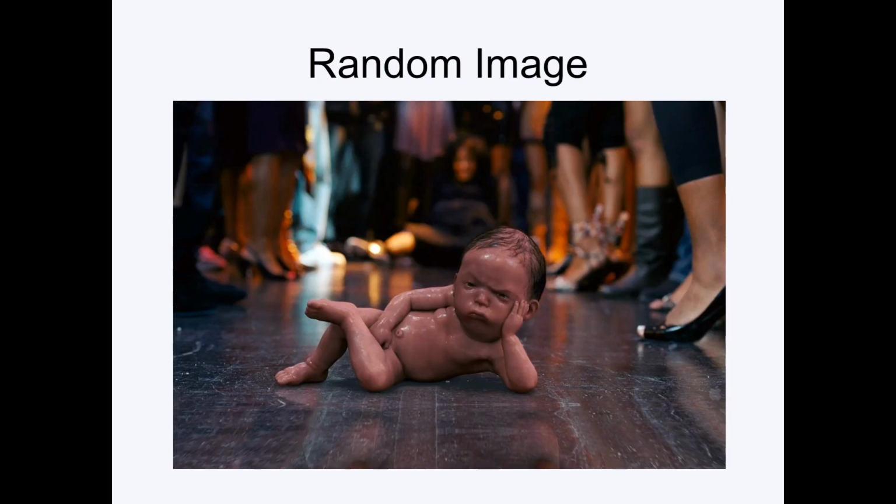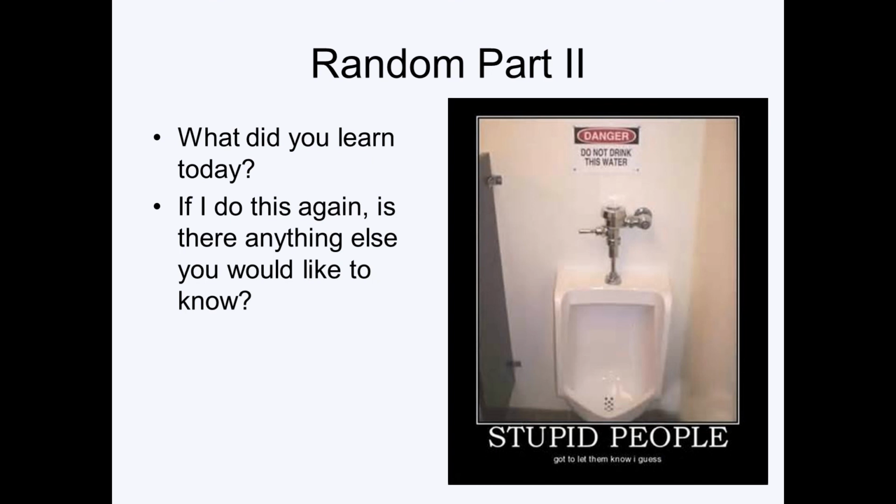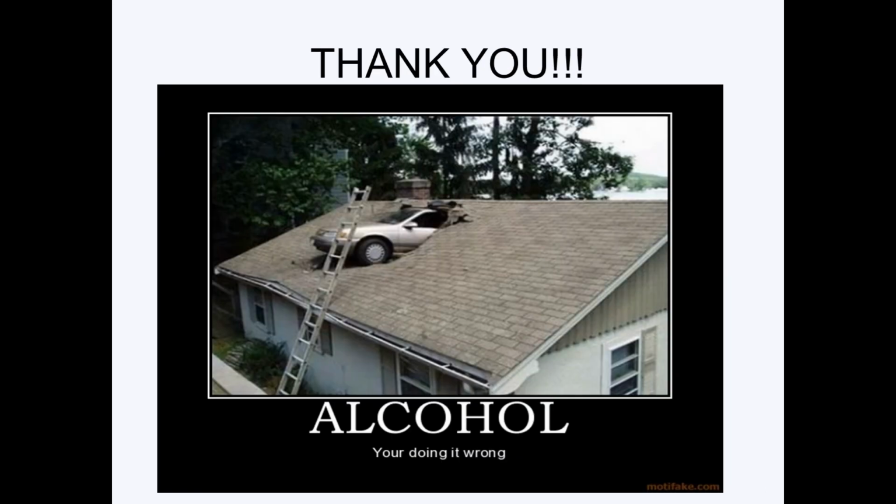Random image. Okay, what did you learn today? And there's another image there, right? Stupid people, gotta let them know, I guess. And there's a urinal that people pee in. And above the urinal is a sign that says danger, do not drink this water. Another random image, alcohol, you're doing it wrong. And there's a picture of a car coming out of a roof. Don't know exactly how that happened.